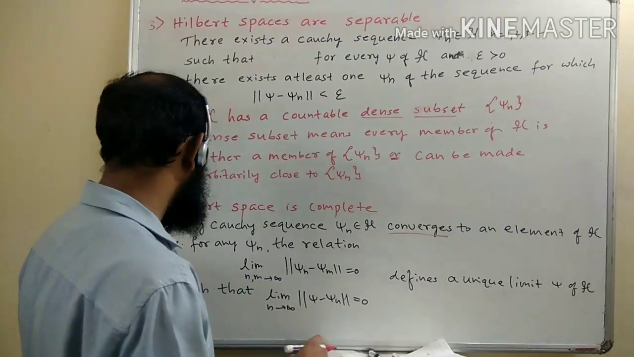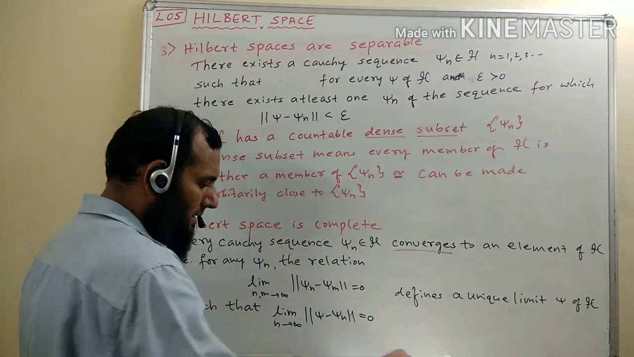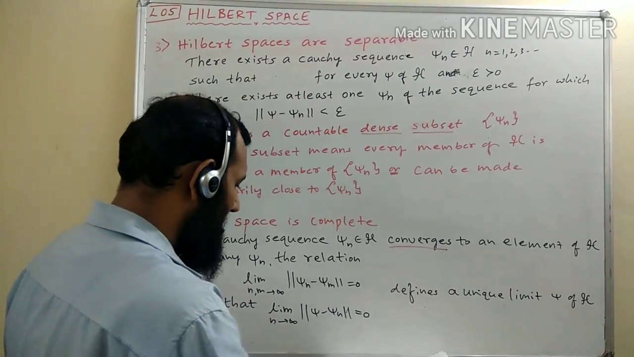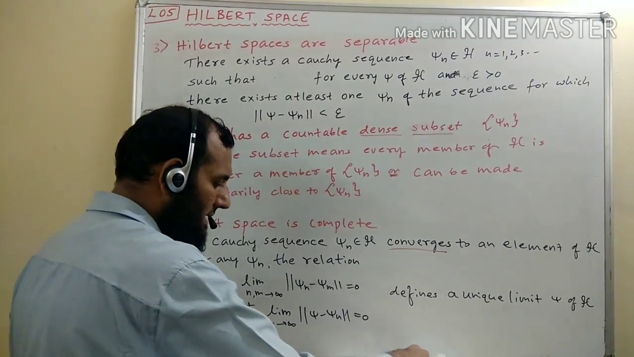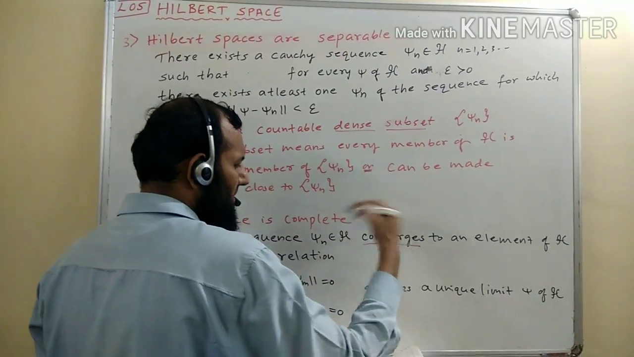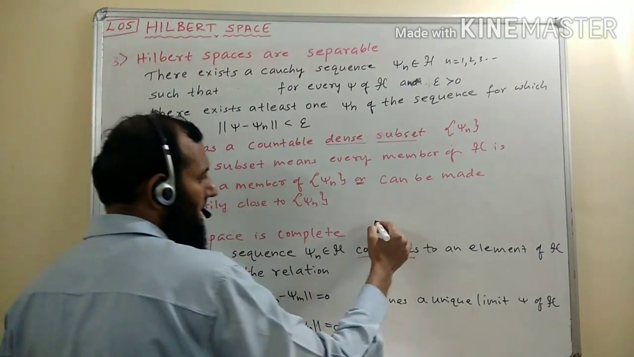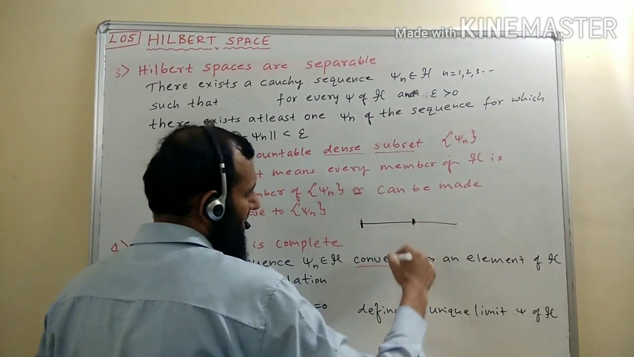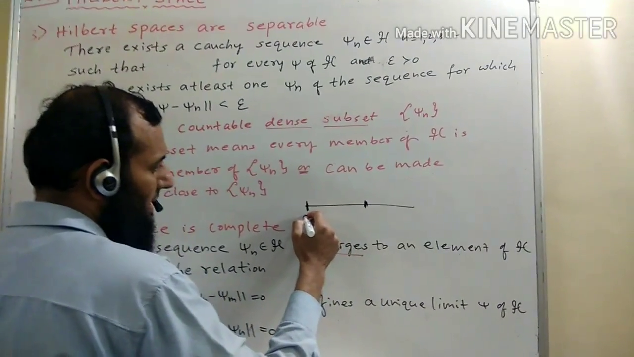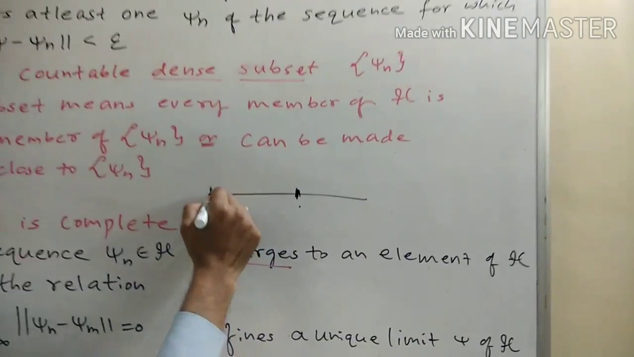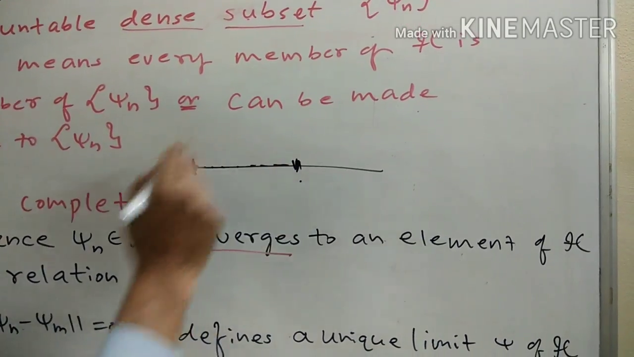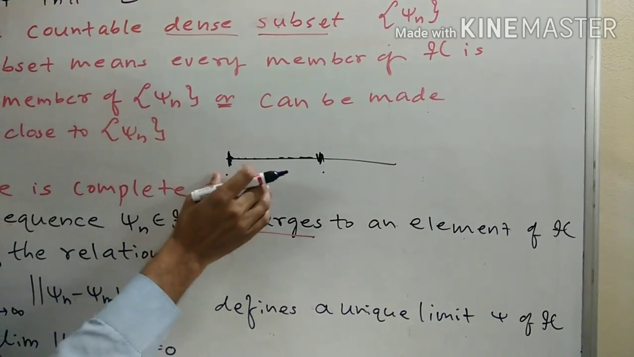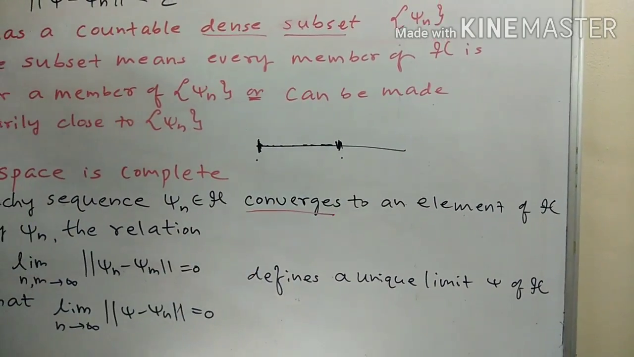But in simple terms, let me tell you, Hilbert space is complete means there is no discontinuity or gap. For example, if I take the set of rational numbers, this is the best example to explain this. There will be a rational number here and a rational number here. In between these two rational numbers, there are no rational numbers. So there is a gap. But our Hilbert space is not like this. The Hilbert space is continuous. It's not like the set of rational numbers.